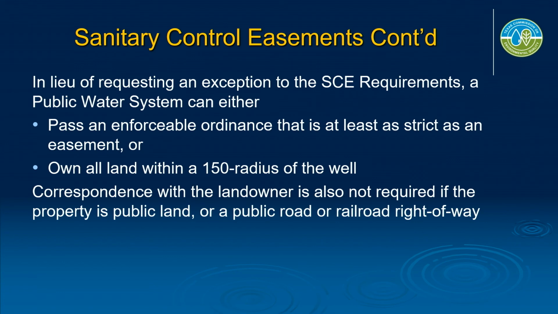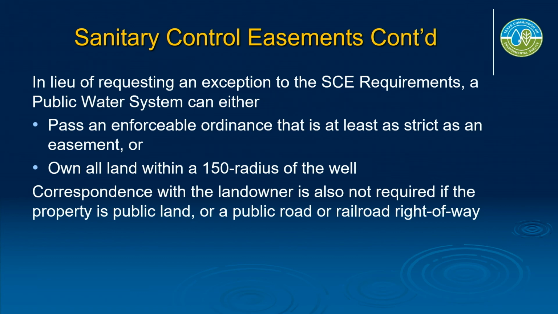In lieu of requesting an exception to the SCE requirement, a public water system can also pass an enforceable ordinance that is at least as strict as an easement, or obviously can own all the land within a 150-foot radius of the well. If you own all the land within 150 feet, you're golden. But obviously that's not feasible in all instances.